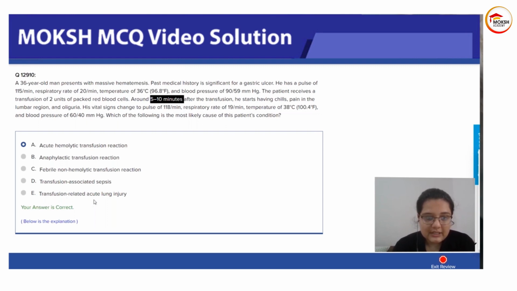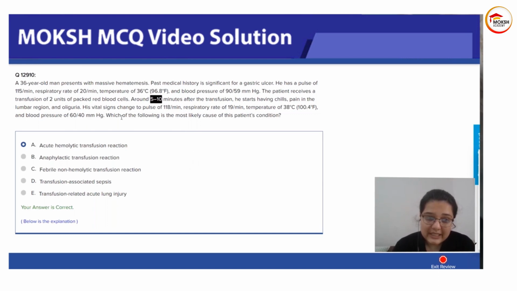Now, transfusion-related acute lung injury will present with features of ARDS, the acute respiratory distress syndrome. There is a whiteout of your lungs on X-ray. It will usually develop within 24 to 48 hours, but it can develop as soon as 12 hours also. And the patient will have a marked decrease in his oxygen saturation, and an increase in his respiratory rate. So this is what you need to know. You need to see the time.